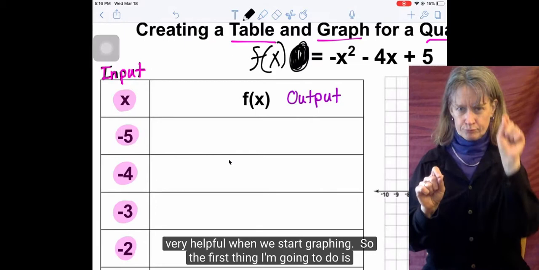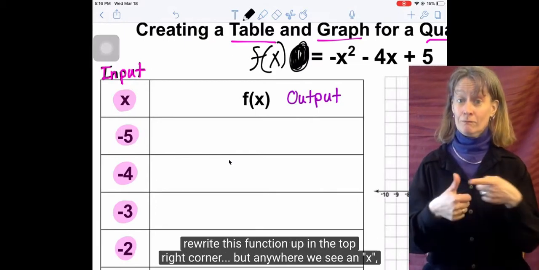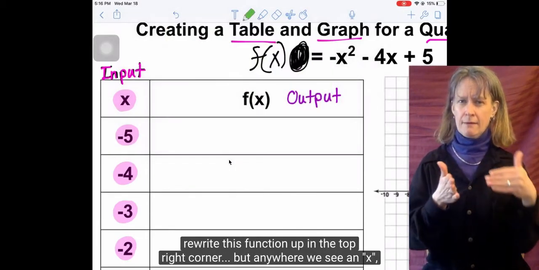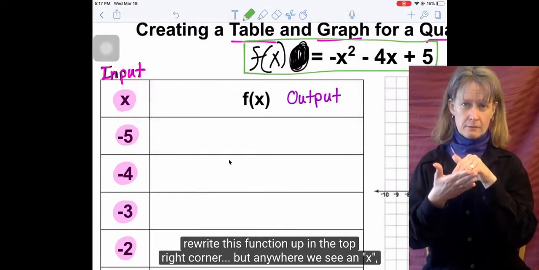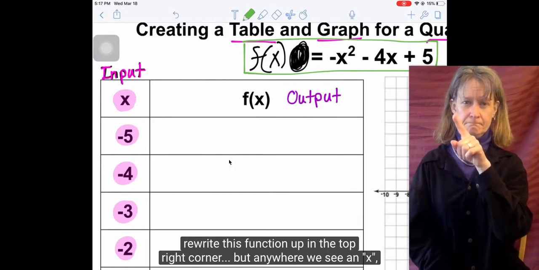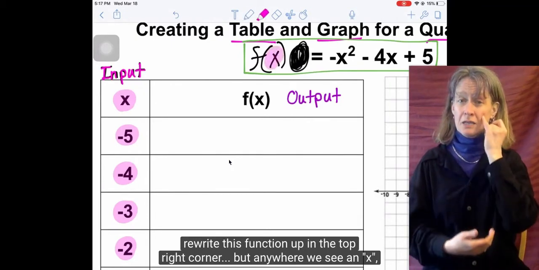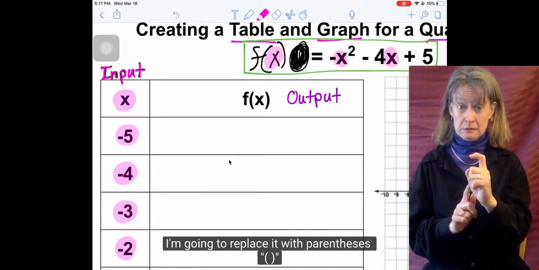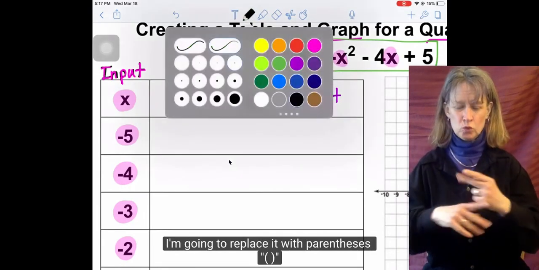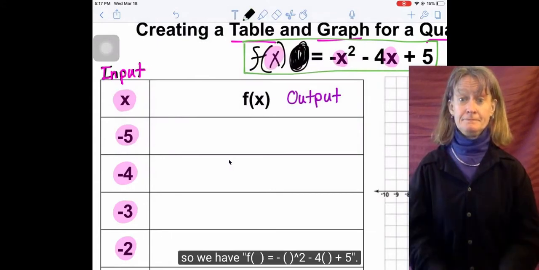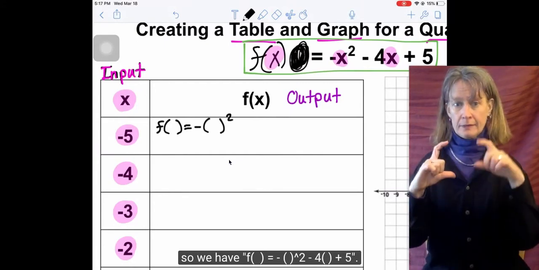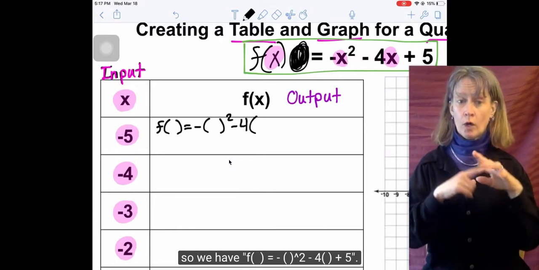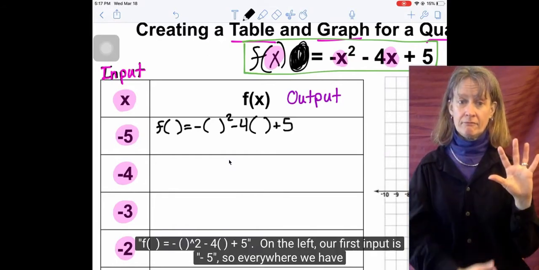So the first thing I'm going to do is rewrite this function up in the top right corner. But anywhere we see an x, I'm going to replace it with parentheses. So we have f parentheses equals negative parentheses squared minus 4 parentheses plus 5.